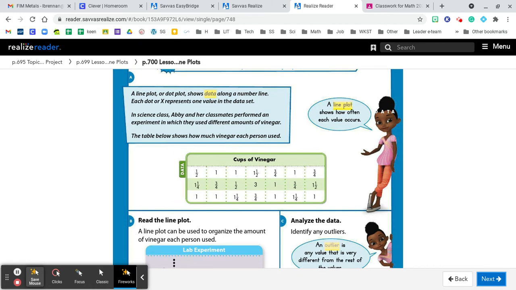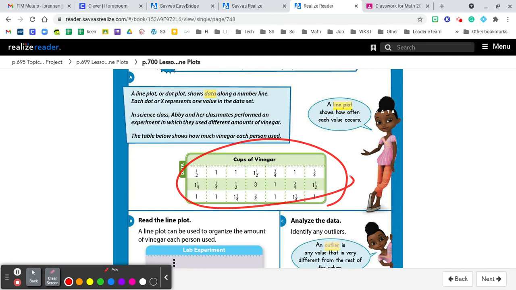So right now, this is just a data table. So what we have right here is just your basic data table. All right, so we have our basic data table here. And it's kind of disorganized. And what we'll do with the line plot is we're going to organize that data.